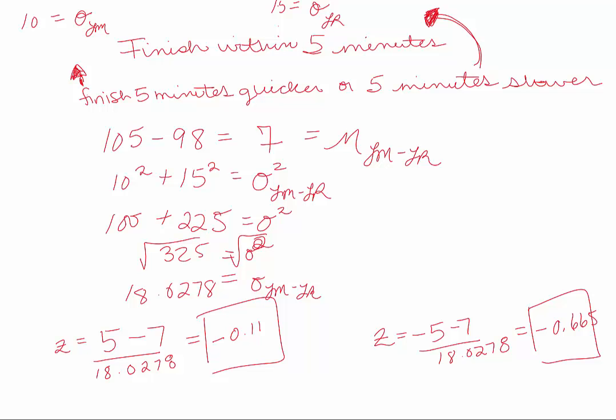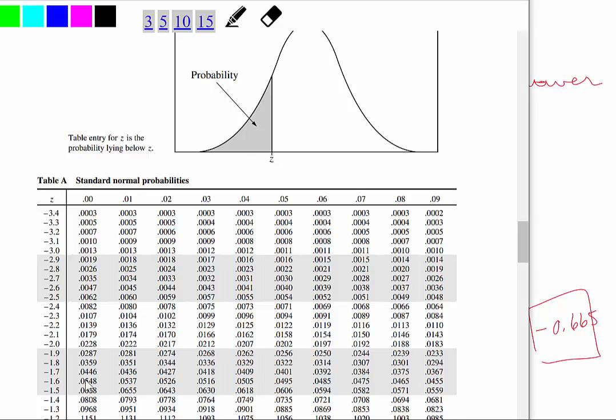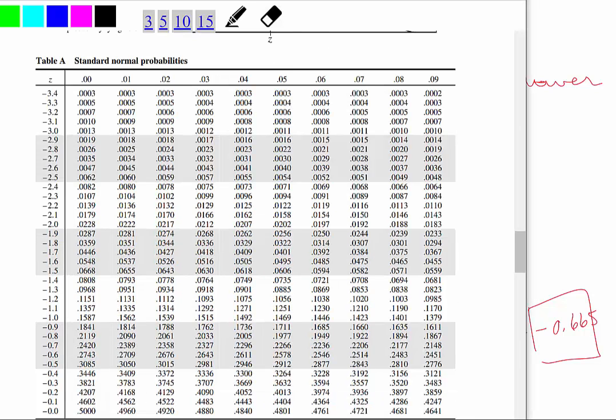So let's look up those probabilities on the chart. And I do believe I got a chart already ready to go. So -0.11 is around here. And -0.665 could be like -0.67. I'm thinking right around there.